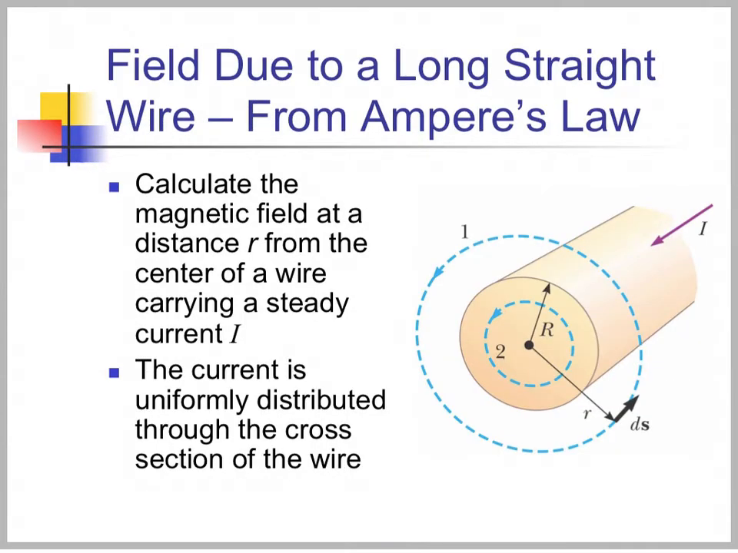So let's go back to the problem we did last time, a field from a long straight wire, and we're going to do this using Ampere's law. And I want to calculate the magnetic field at distance r from the center of a wire carrying a steady current I. This time we're going to look at both the magnetic field in the wire and outside the wire. We're going to assume the current is uniformly distributed everywhere in the wire.